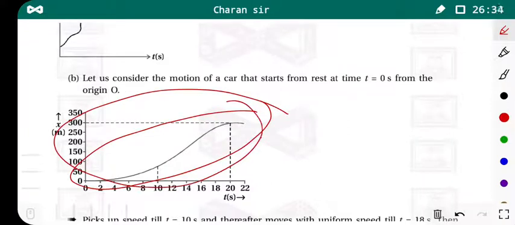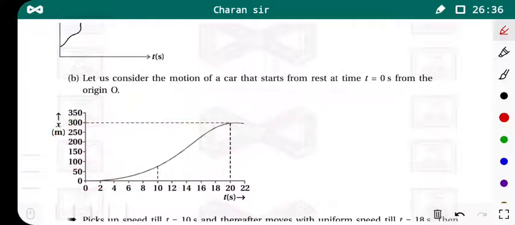Okay, so here we saw how we can draw the position versus time graph for different situations. Okay, so now we stop here.